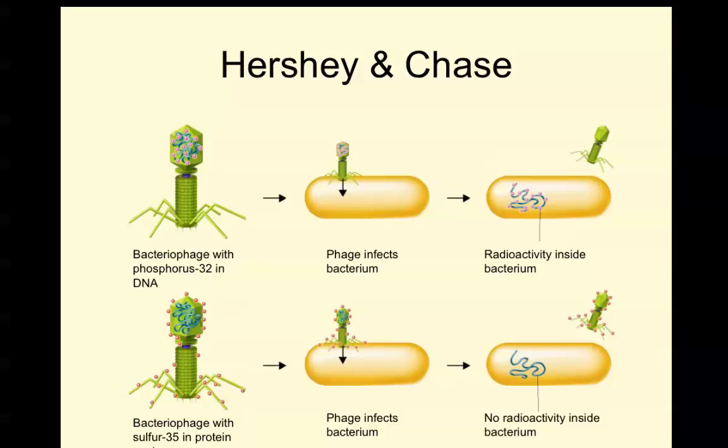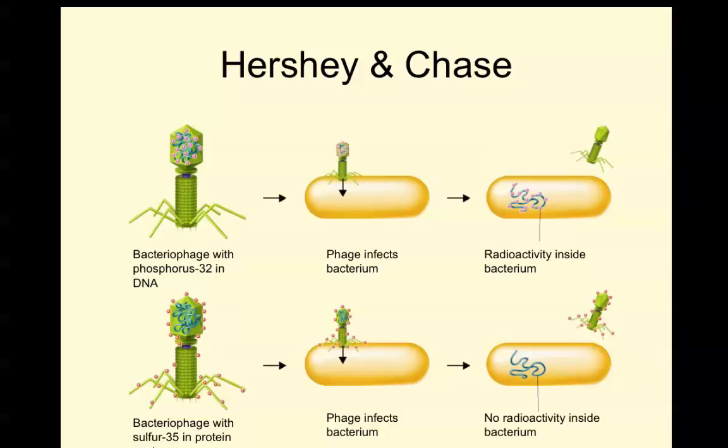So what they did is they put markers on the proteins. They put sulfur on the protein, and that sulfur just stuck to the protein coat, and then they put the phosphorus marker on the DNA. They basically thought that if DNA was the cause of transformation, we're going to find that phosphorus inside the bacteriophage. But if it's the proteins causing the transformation, we're going to find proteins inside of that bacteriophage, or the sulfur marker.